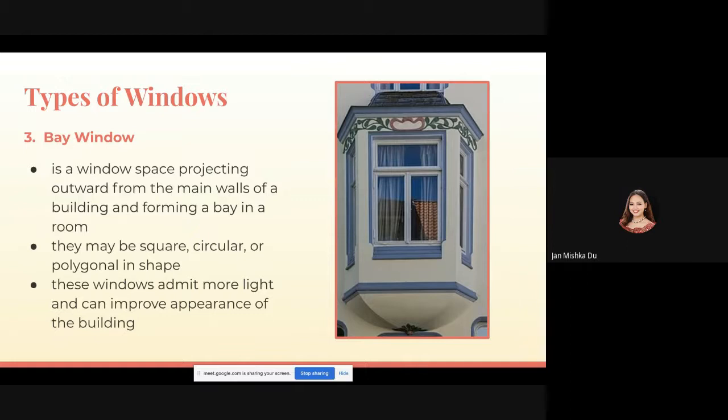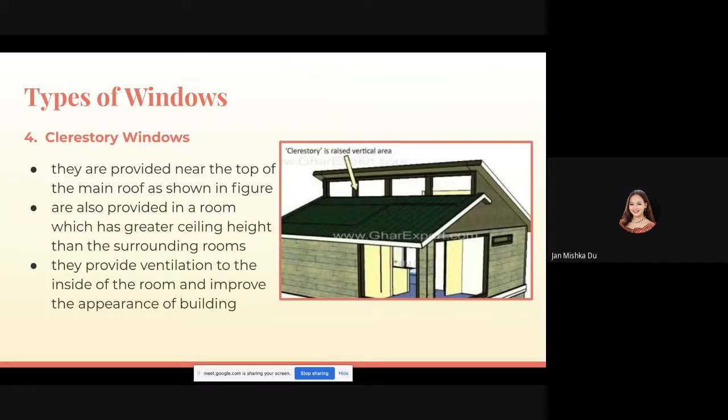For the bay window, this is a window space projecting outward from the main walls of a building and forming a bay in a room. They may come in different forms, like square, circular, or polygonal in shape. And these windows admit more light and can improve the appearance of the building since the building won't be so flat. Next, please.